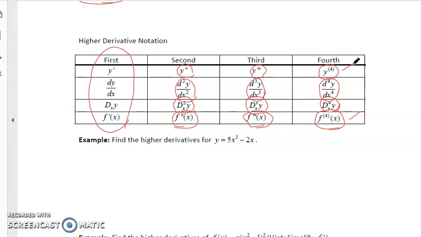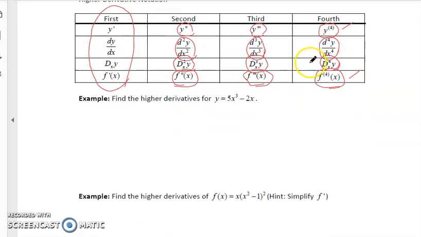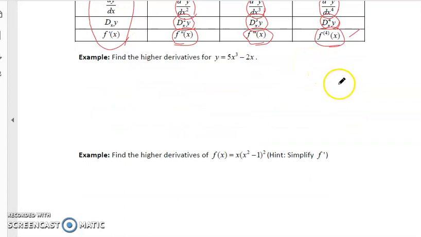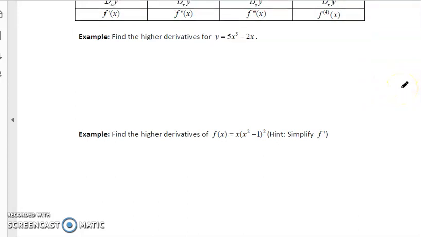So the example right under that says find the higher derivatives for y equals 5x to the power of 3 minus 2x. So we're going to get the higher derivatives there. And notice they don't tell us where to stop. They don't just say find the second derivative or find the third derivative. It just says find the higher derivatives. So what we do is we start taking the derivatives, and we don't stop until the derivative doesn't change. If you take a further derivative, you basically end up with what you started with. And you'll see what I mean by that in just a minute as we do these.